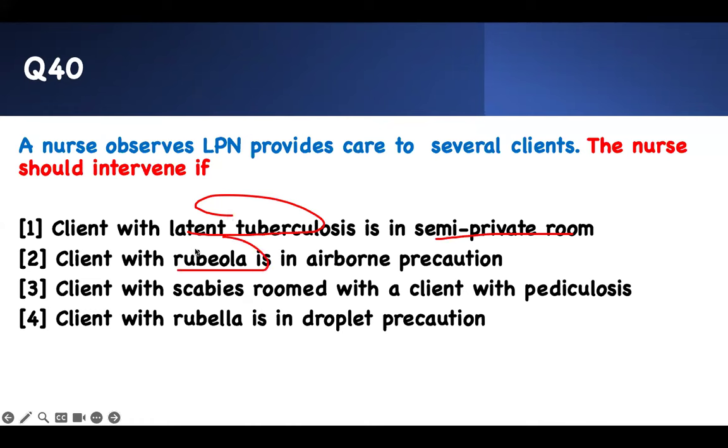A client with rubella, airborne, good. Scabies, room with pediculosis. The idea is not the precaution. Both of them are contact precaution, but they are different organisms. Rubella is droplet. So 3 is your right answer.